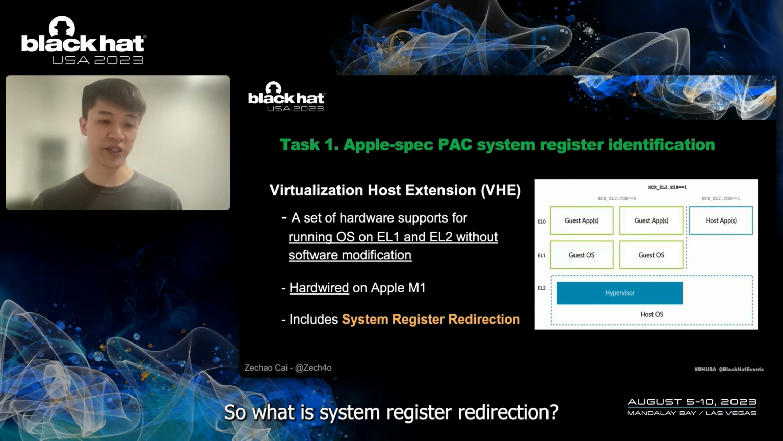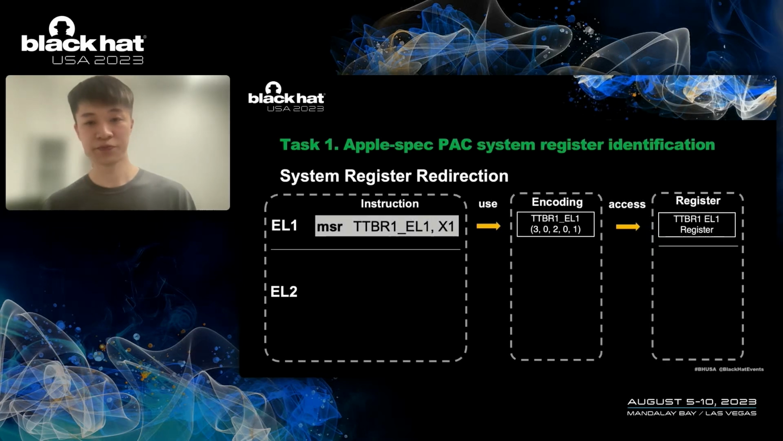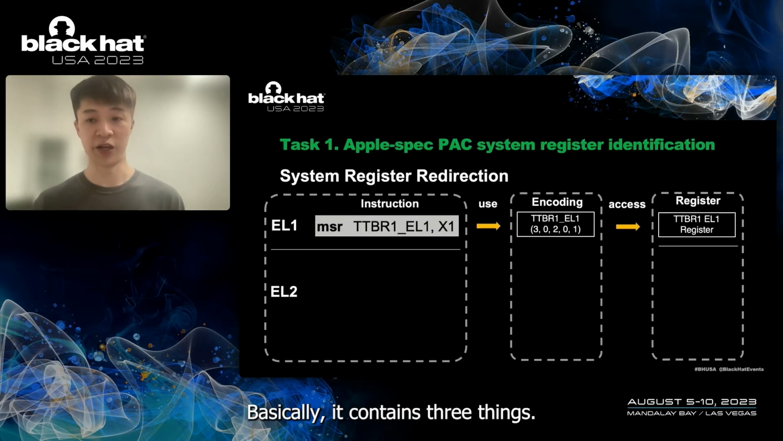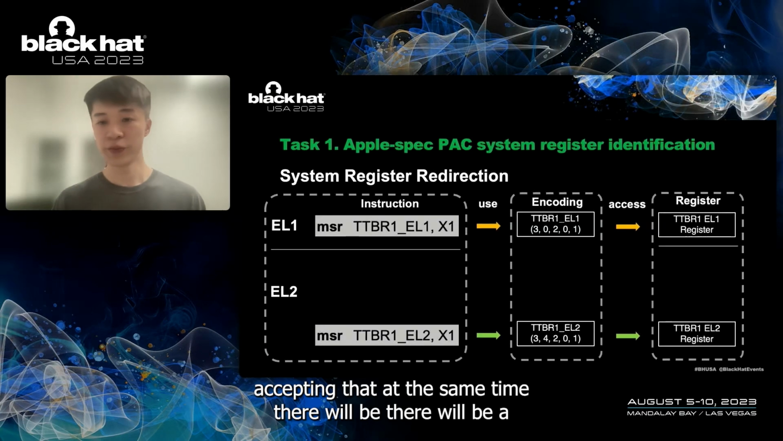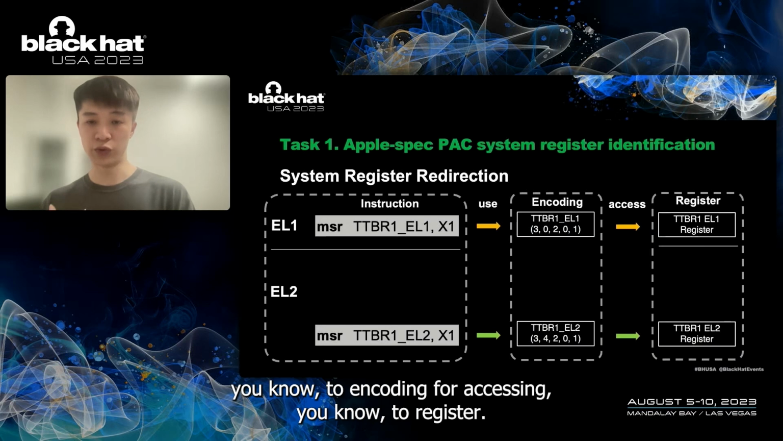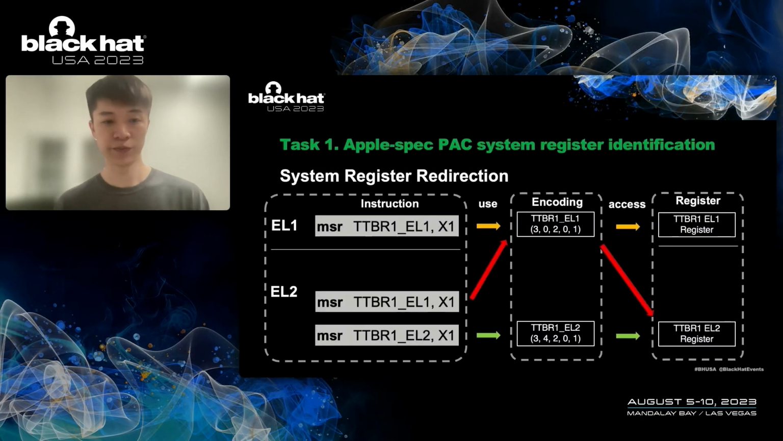So what is system register redirection? Basically, it contains 3 things. First one is banking the register in both EL1 and EL2 exception level. At the same time, there will be an EL2 encoding for accessing the EL2 register.